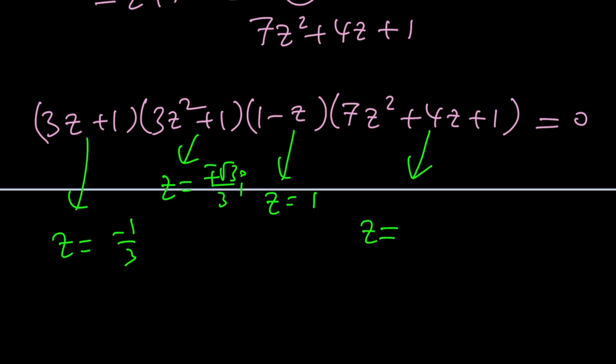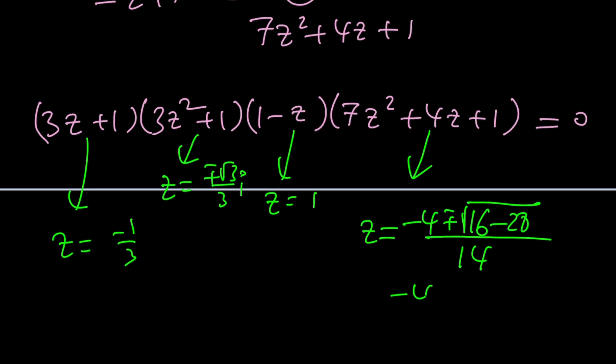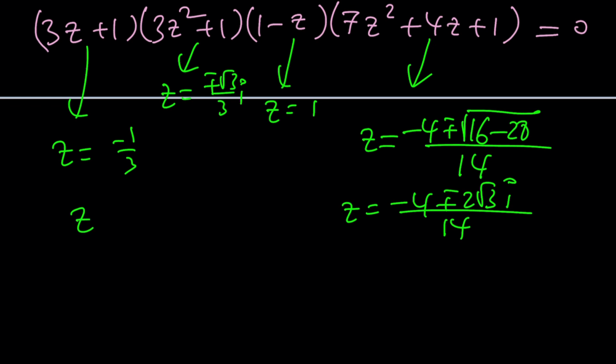That would be negative b plus or minus the square root of b^2 - 4ac, which is 16 - 28, that is negative 12. The square root of 12 is 2 root 3, so that's going to be negative 4 plus or minus 2 root 3 i, divided by 14. And I think we can write it as negative 2 plus or minus root 3 i, all over 7, something like that.